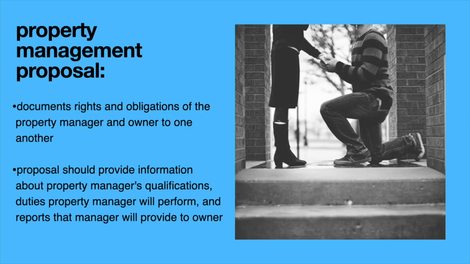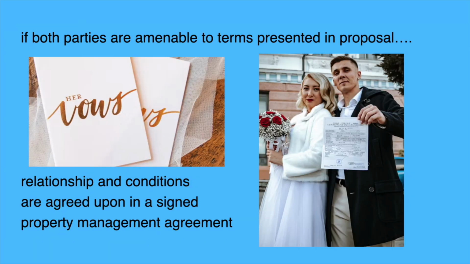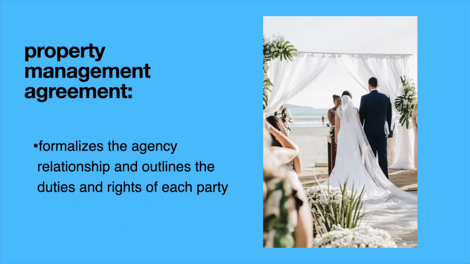A property management proposal documents the rights and obligations of the property manager and owner to one another. The proposal should provide information about the property manager's qualifications, the duties the property manager will perform, and the reports that the manager will provide to the owner. If both parties are amenable to the terms presented in the property management proposal, the relationship and conditions are agreed upon in a signed property management agreement. A property management agreement formalizes the agency relationship and outlines the duties and rights of each party.